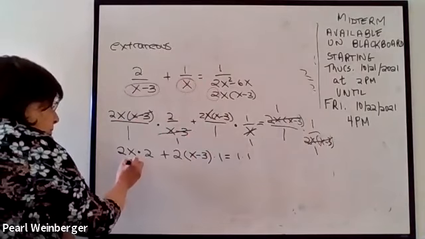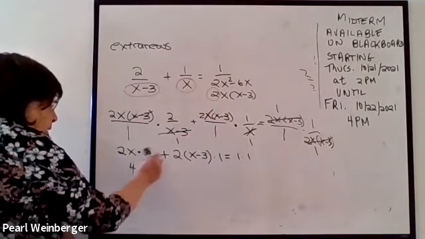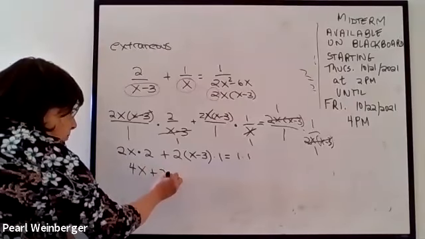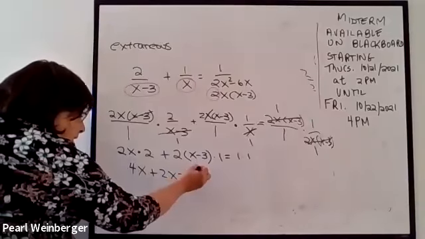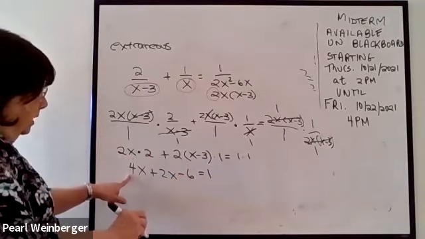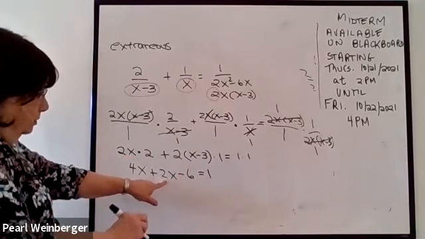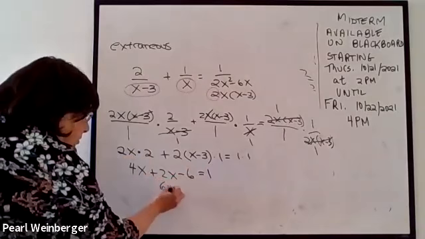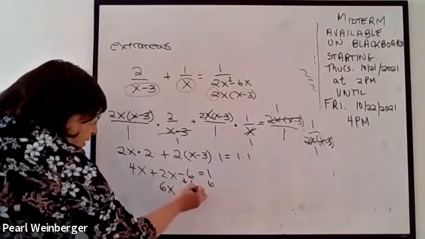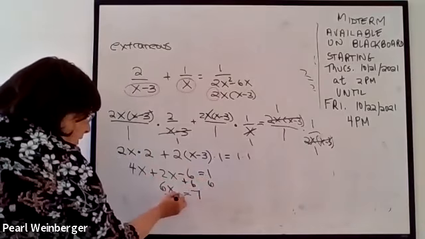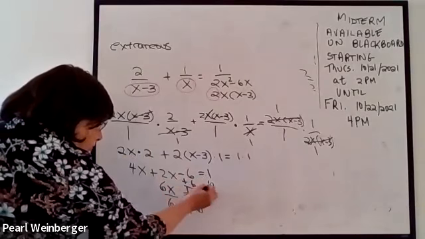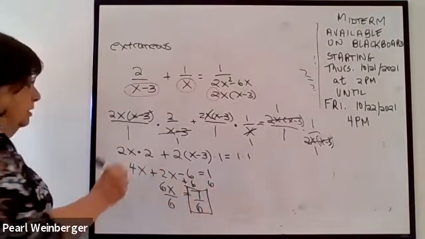2x times 2 is 4x. 2 times x minus 3 is 2x minus 6. And that equals 1. So I combine the 4x and the 2x, that gives me 6x. I add 6 to both sides. That'll give me 7. And then I divide by 6. So my final answer comes out to be 7 over 6.